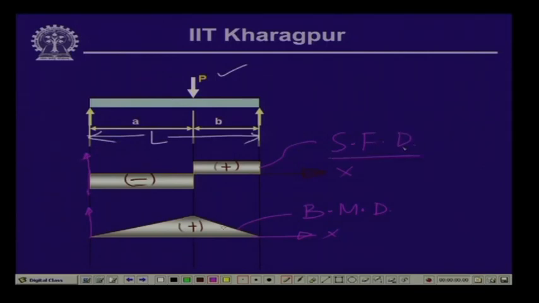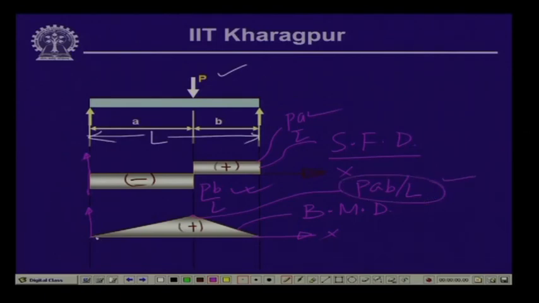As we have seen, the value of this is equal to the reactive force, which is P b by L, and the value of this here is P a by L. So this diagram with the ordinate values gives us the shear force diagram. For the bending moment, the value here is P a b by L, and that is the largest magnitude of the bending moment. In all other places the bending moment is less than this value of P a b by L.